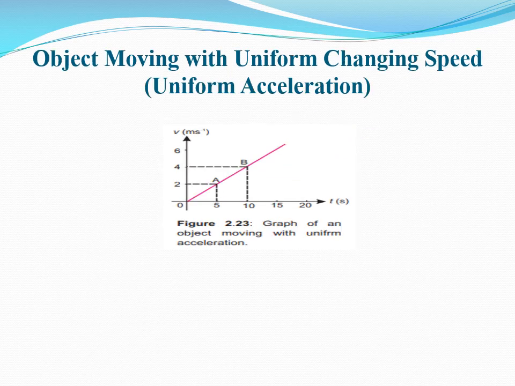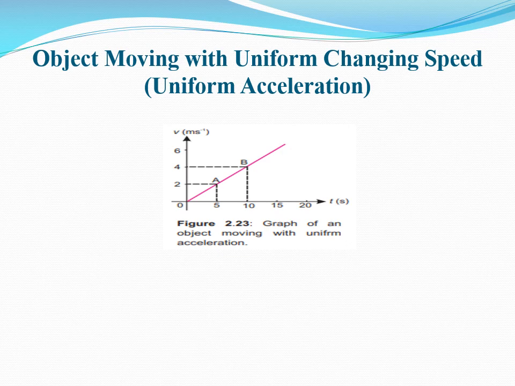Now the second situation, when an object is moving with uniformly changing speed, meaning uniform acceleration. Here you are noticing that the speed of an object is changing uniformly. In such a case, speed is changing at a constant rate. Thus its speed time graph would be a straight line as shown in figure 2.23. A straight line means the object is moving with uniform acceleration. The slope of the line gives the magnitude of its acceleration. So let's find the acceleration through this graph.